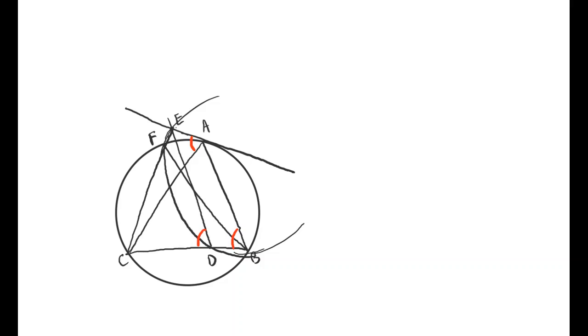So now that we've shown that ADCE is cyclic, we can see that the radical axis of this circle and gamma is AC, and the radical axis of this circle and the circle through BDFE is DE. So by the radical center theorem, these three lines are concurrent, even though they don't really look concurrent.